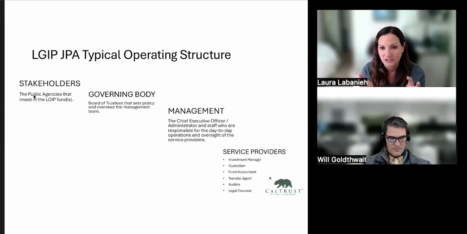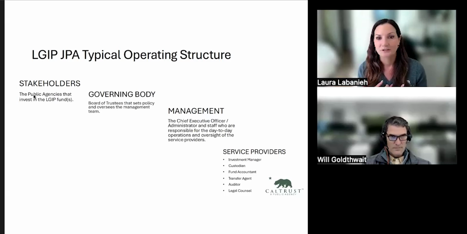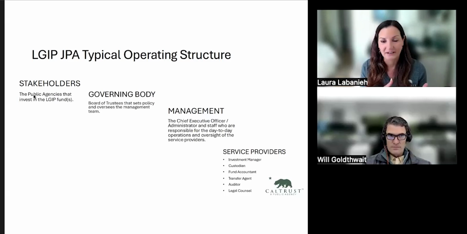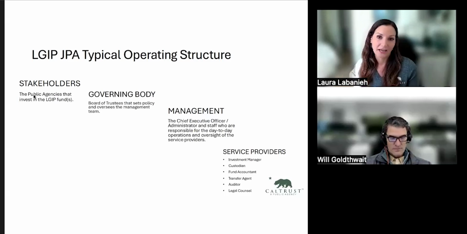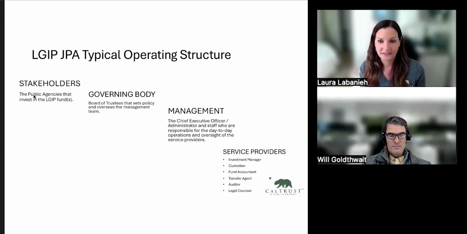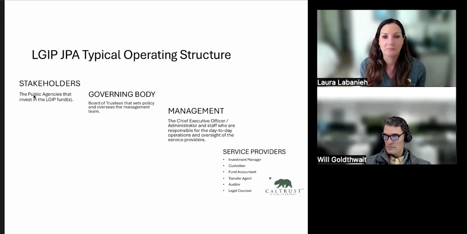So the typical operating structure of a JPA starts with the stakeholders, right? The stakeholders are our shareholders. So that's you, the folks that entrust us to manage your funds, the public agencies that invest. From there, you have the governing body. So the governing body would be a board of trustees. They set policy, they have oversight, the management team, oversight of the running of the JPA themselves. The shareholders are pretty straightforward. It's you. The governing body can vary in how they are formed based on the different LGIP JPAs.